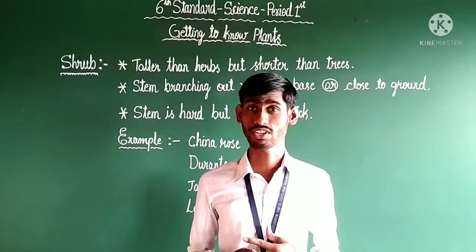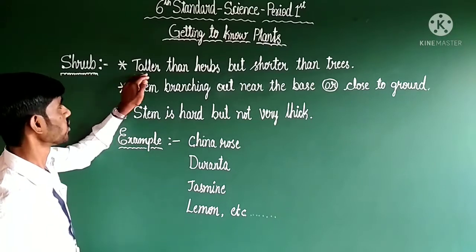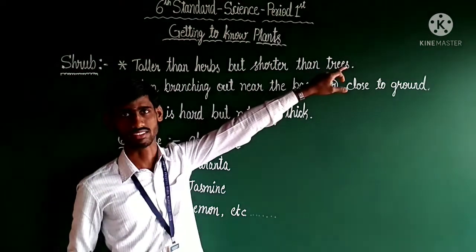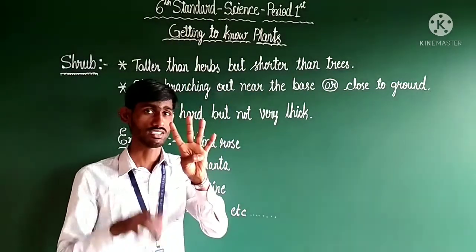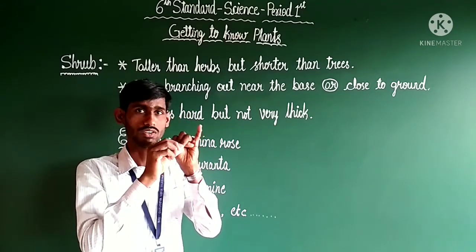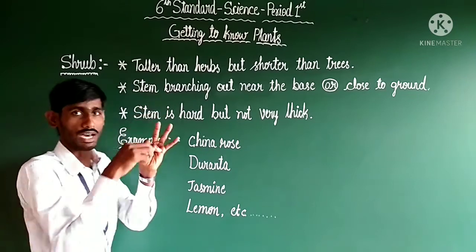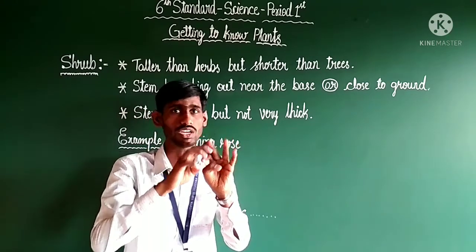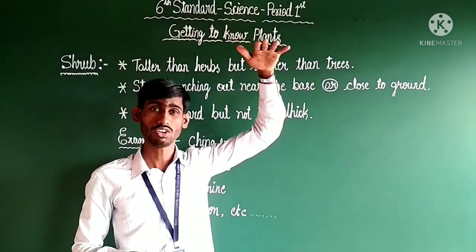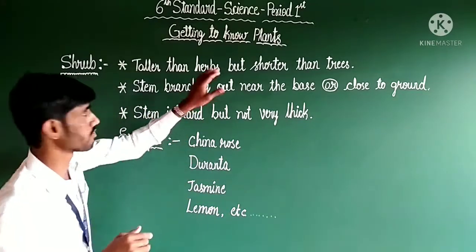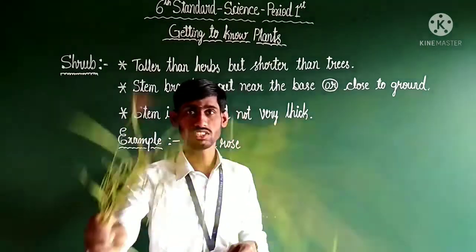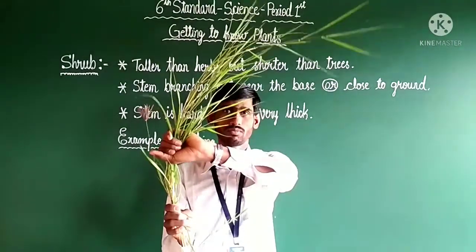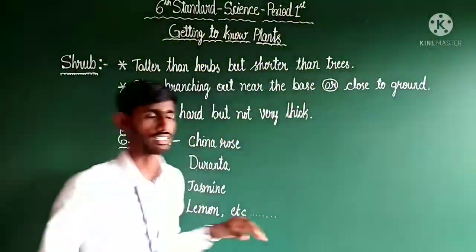What are the characteristics of shrub? Dear children, observe here. The first characteristic: taller than herbs but shorter than trees. There are three categories: herb, shrub, tree. It is taller than herbs, shorter than trees. It means in between. Not too tall, not too short, in between. This is the first characteristic. For example, see, this is an example of herbs, isn't it? It is taller than herbs, more than this height, and less than the tree height.